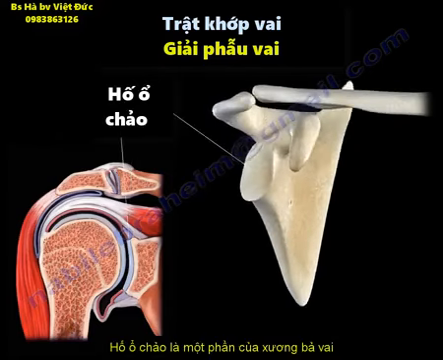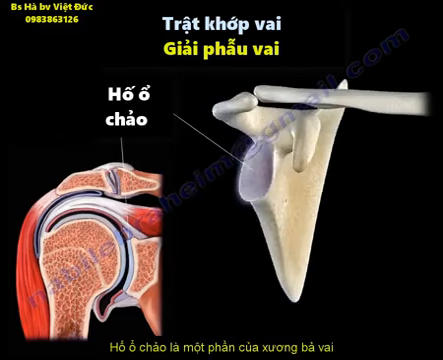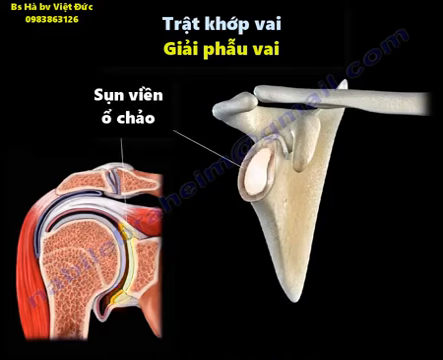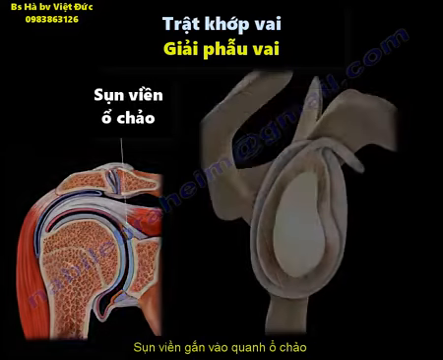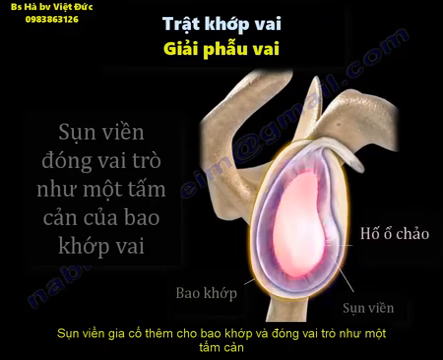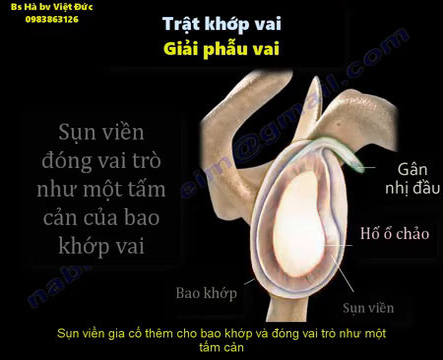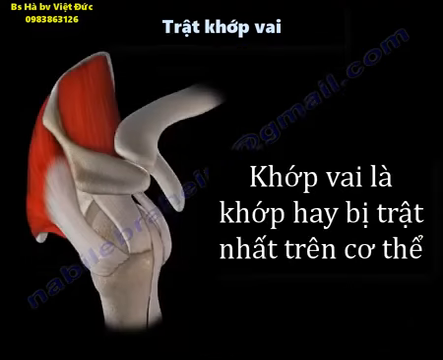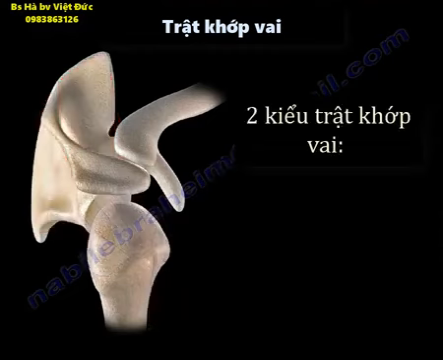Shoulder dislocation is dislocation of the glenohumeral joint. You can see the glenoid cavity as a part of the scapula, and the labrum is attached to the glenoid. The labrum reinforces the glenoid cavity and acts as a bumper within the joint capsule of the shoulder joint. The shoulder joint is the most commonly dislocated joint in the body.